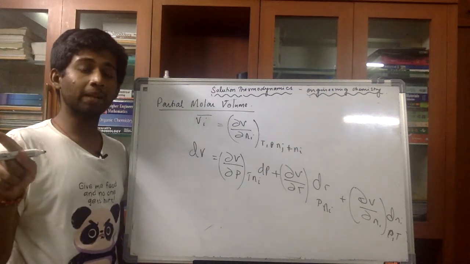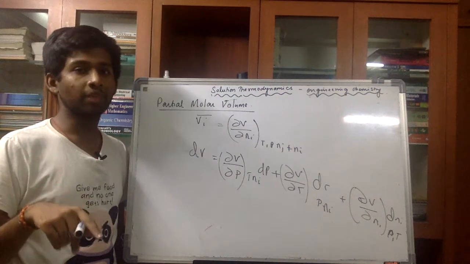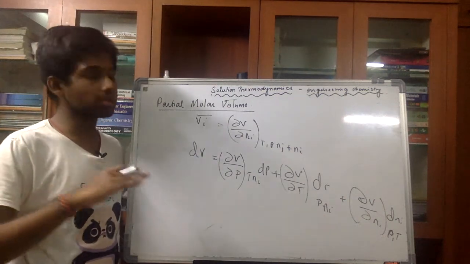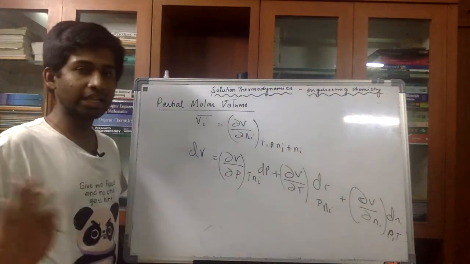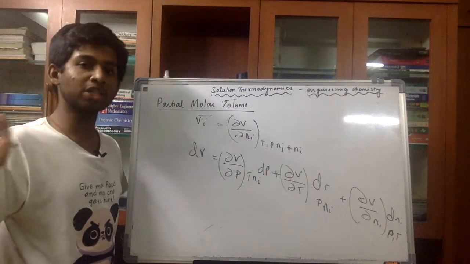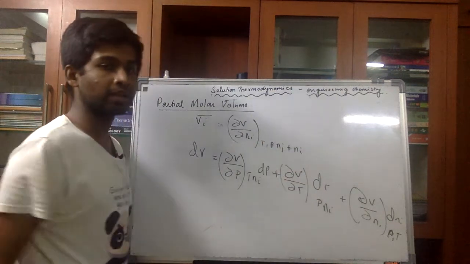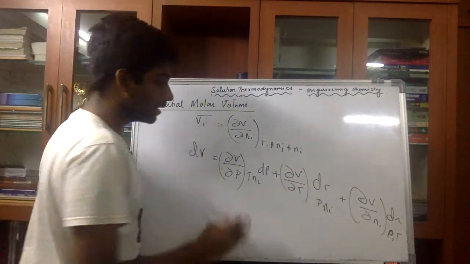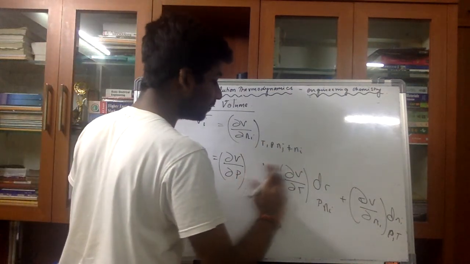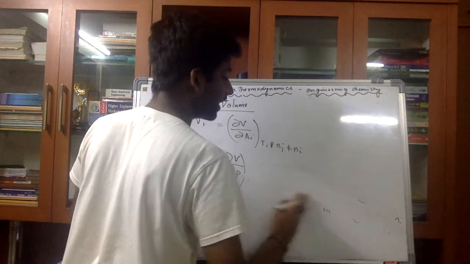Next, what is the basic definition of a partial molar property? Temperature and pressure will be constant. We are not considering open system or closed system here. Temperature and pressure must be constant to calculate partial molar volume. So now this factor will become 0 and this factor will become 0. Am I right? Yes. So I am excluding all these factors here.